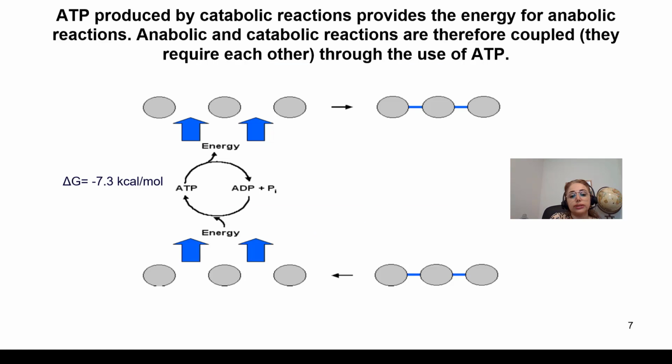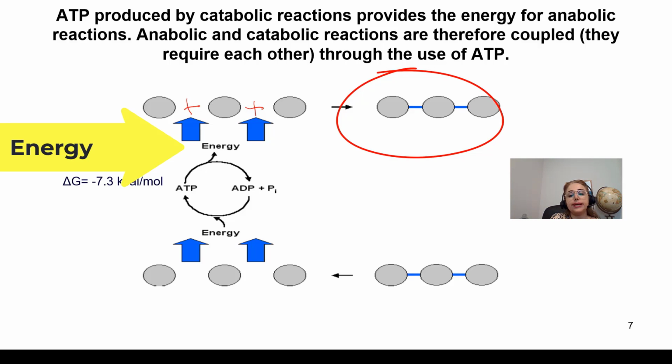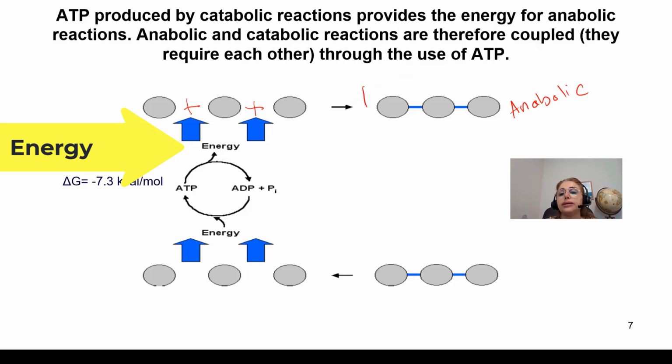per mole. In this slide you will see that when you want to make bonds between these three monomers to make a trimer, we need energy. So you put energy in here to make a trimer. This is an anabolic reaction.